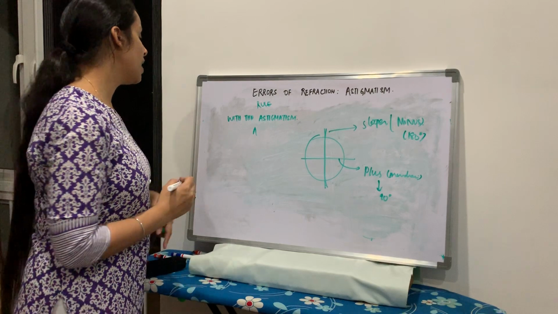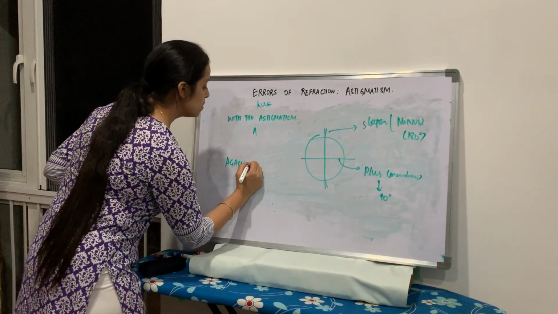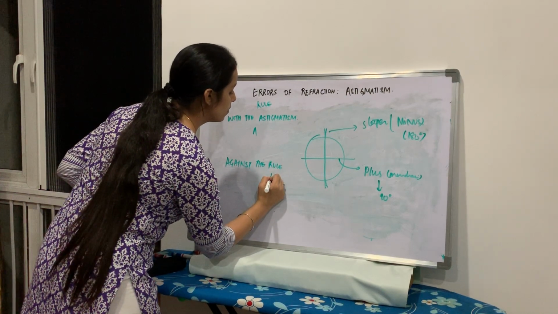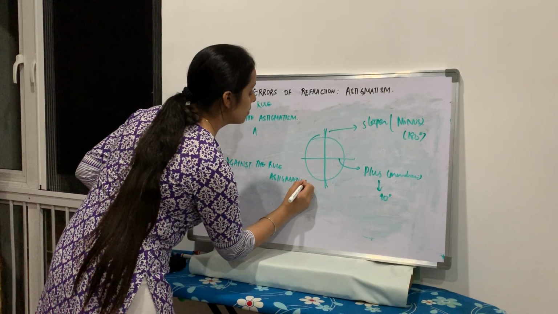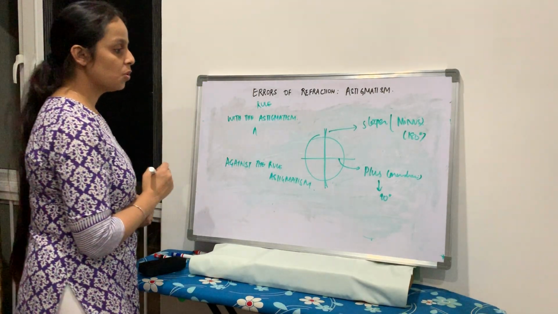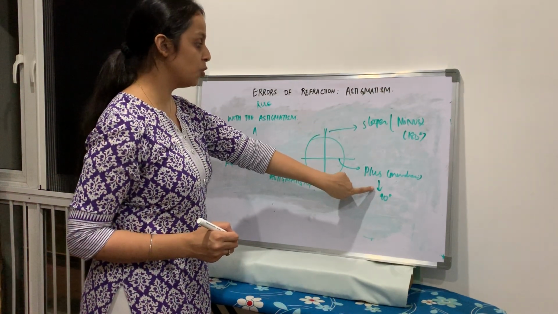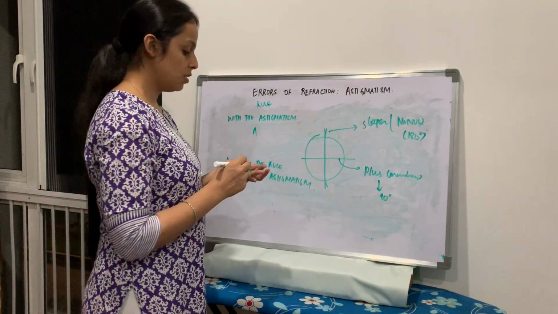So vice versa will happen in the case of against-the-rule astigmatism. As I told you, if you want to give a plus here, you will have to prescribe plus cylinders at this axis.